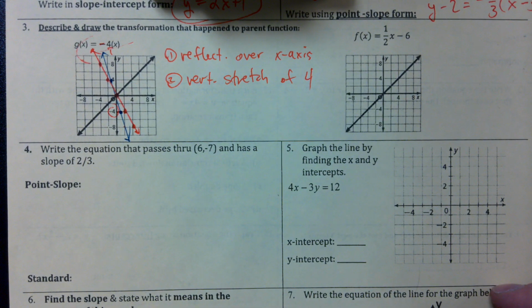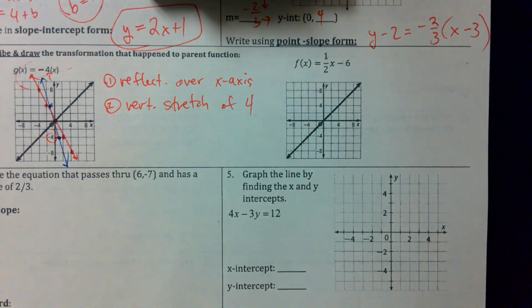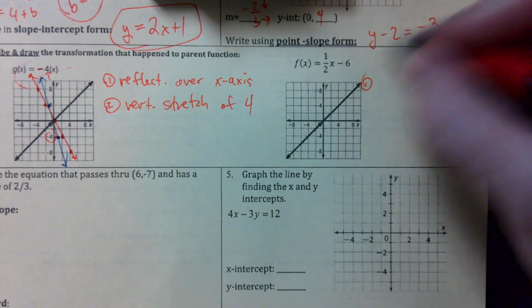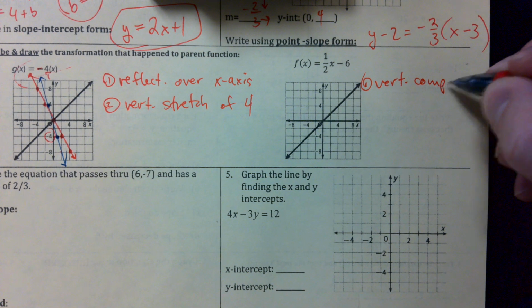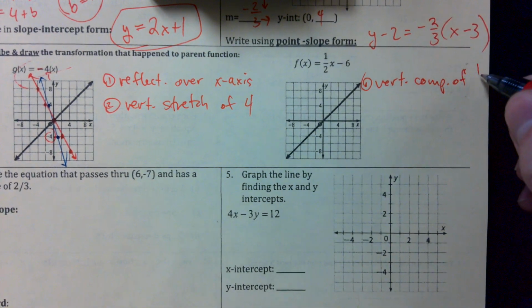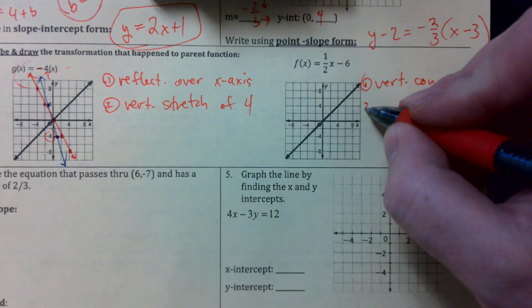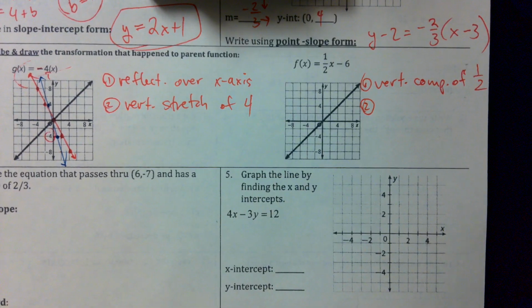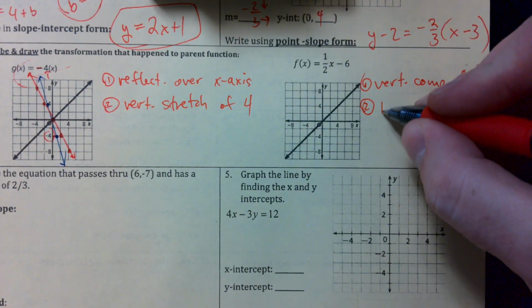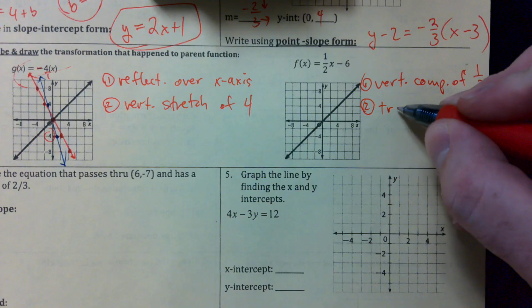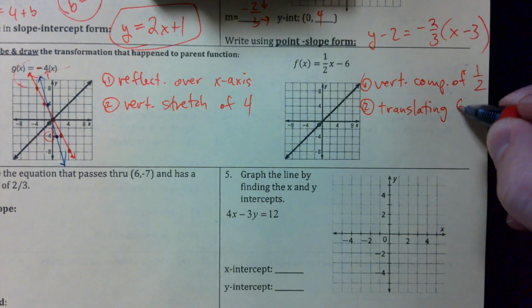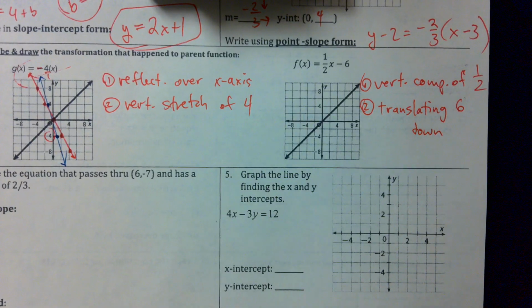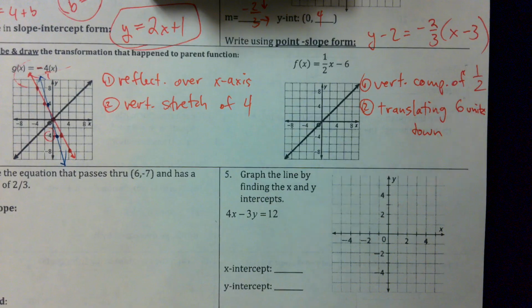Thank you. You're welcome. What am I doing in this second one? Am I reflecting here as well? No. Am I stretching here as well? No. What am I doing instead? Compressing by a scale factor of 1/2. Yes. Down to what? Down 2. Down to? I'm translating 6 down. Okay. 6 units down.